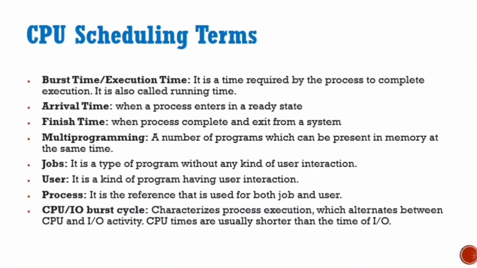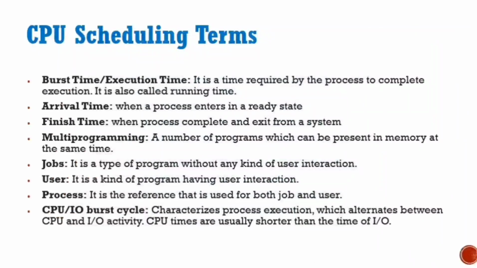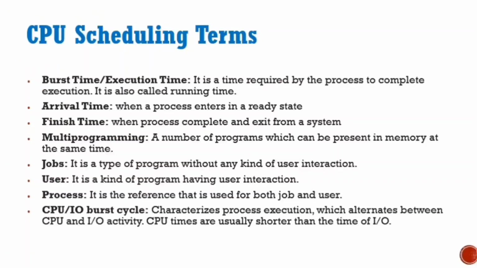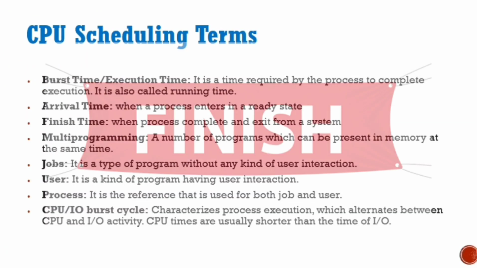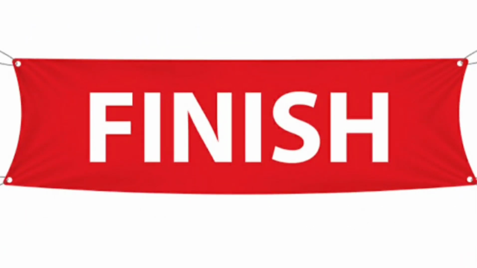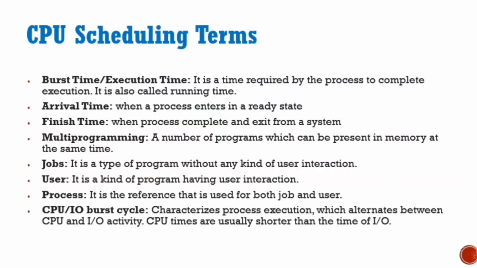So firstly, we have burst time or the execution time. This is very often also called the running time. It's basically the time which is required by a particular process to complete its execution successfully. Arrival time. Now this is the time when a process basically enters a ready state. Ready state as in when the process is ready for execution. Then comes finish time. Finish time is the time at which a process has completed and terminated successfully and it has exited the system.